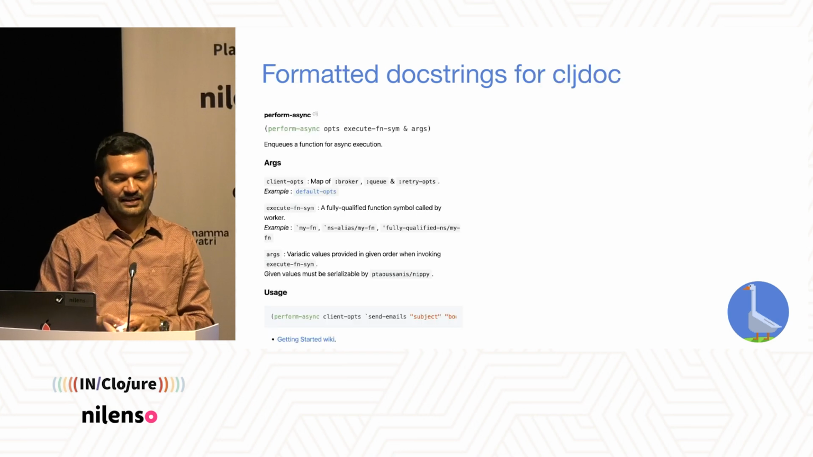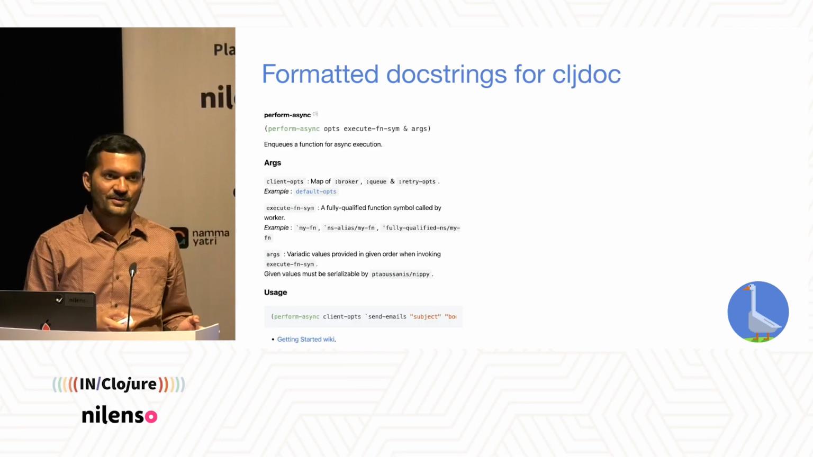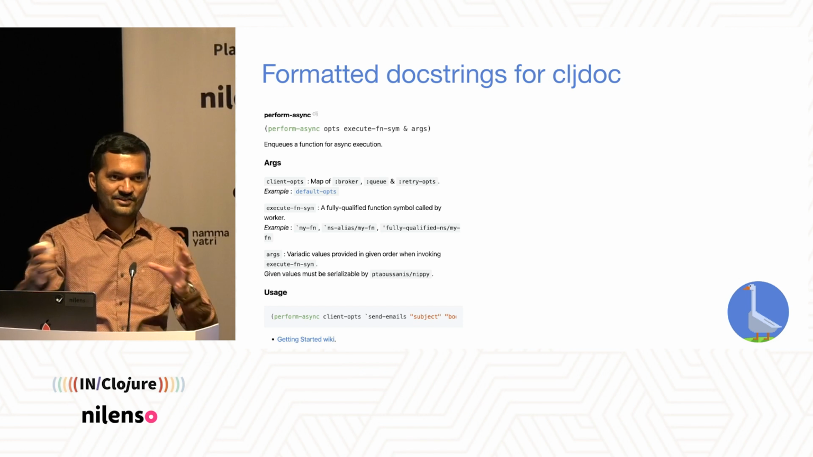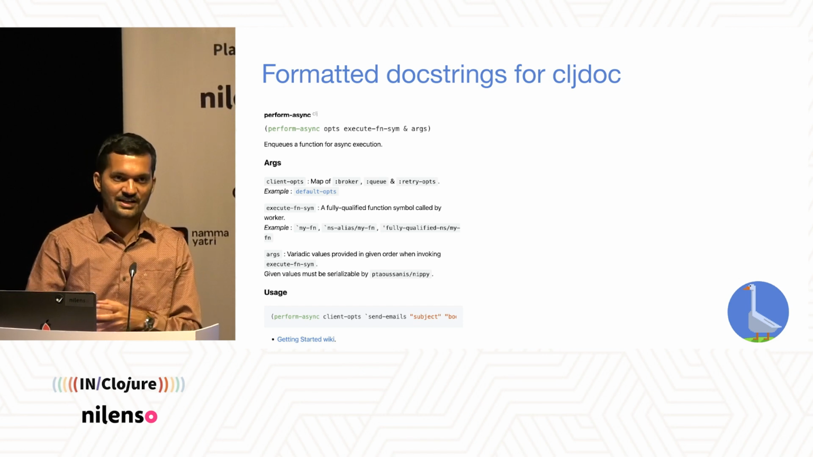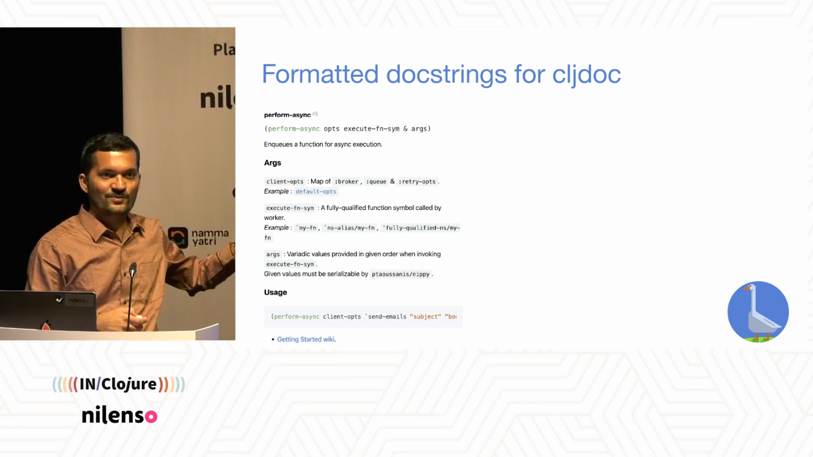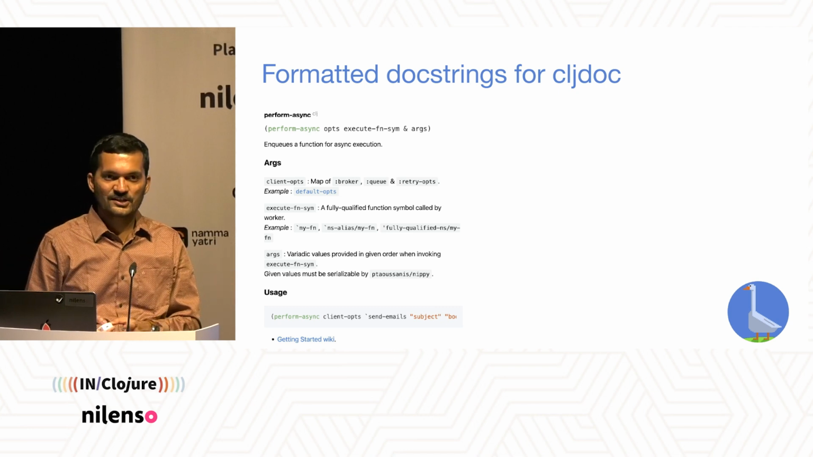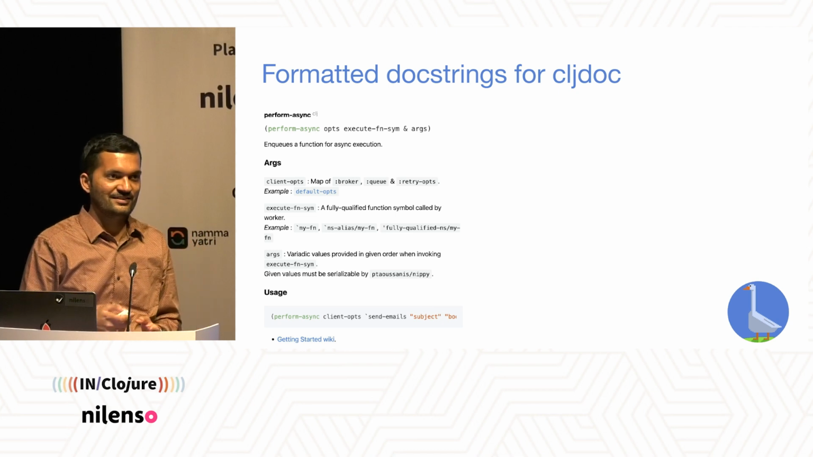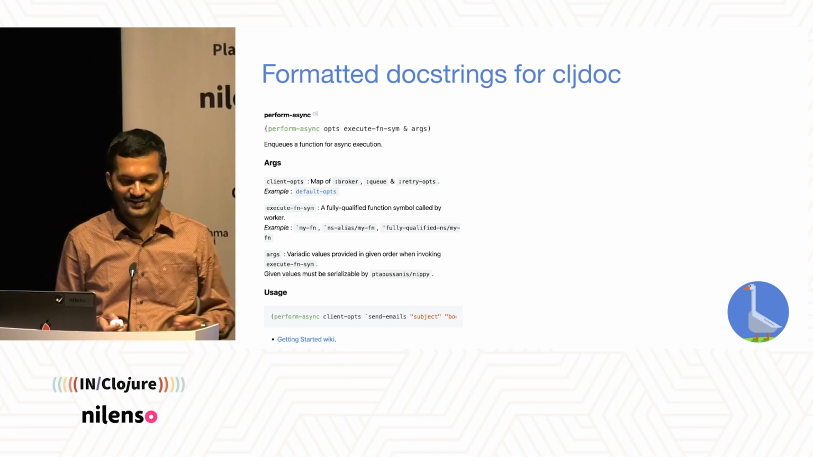Another good thing about Clojure is CLJDoc. When you publish a library to Clojars, it generates documentation in a formatted way and hosts it on its website. So if you put your doc strings in a format, they'll show up beautifully like this.